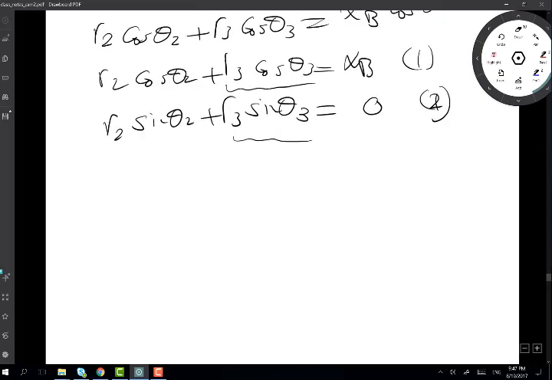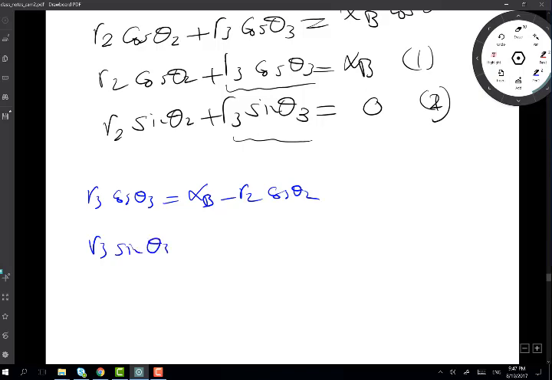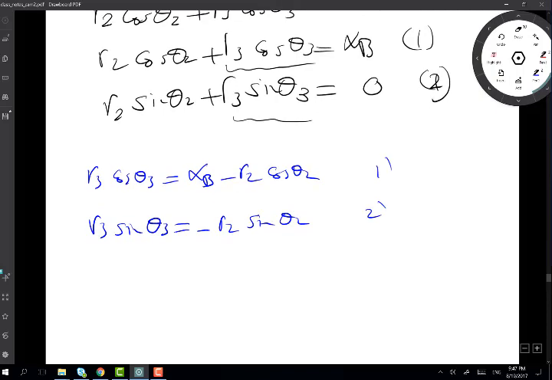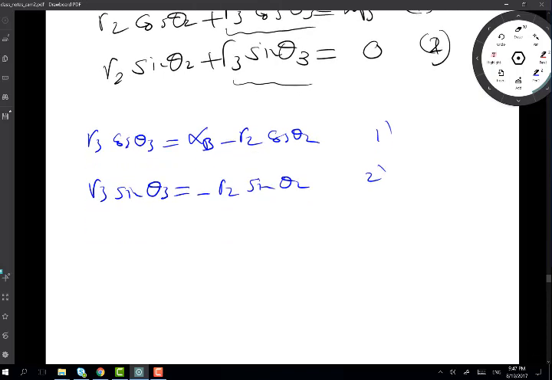So I can say, okay, R3 cosine theta 3 is equal to XB minus R2 cosine theta 2, and then R3 sine theta 3 is equal to minus R2 sine theta 2. This is 1 dash and 2 dash. I can square and add to get rid of sine theta 3, so I can go 1 dash squared plus 2 dash squared.